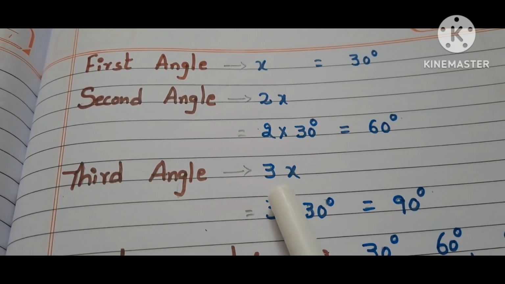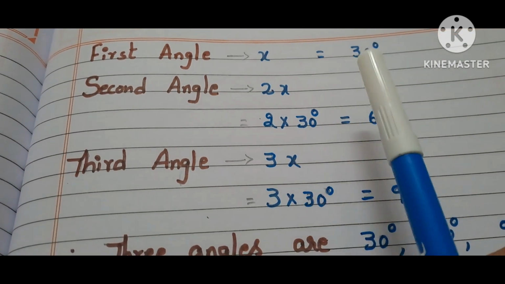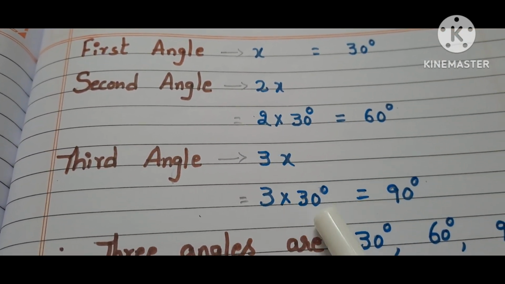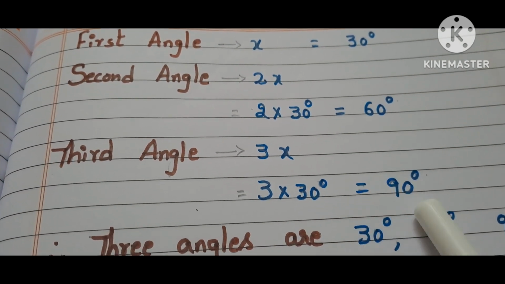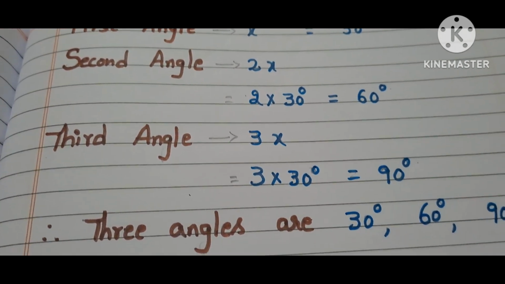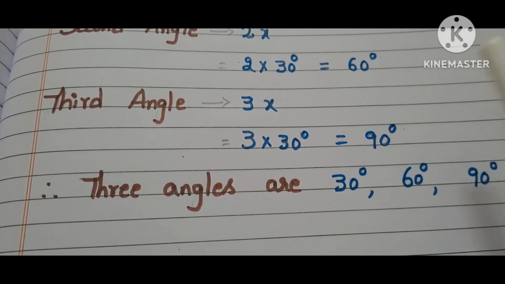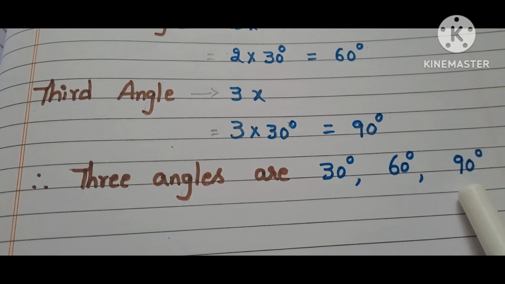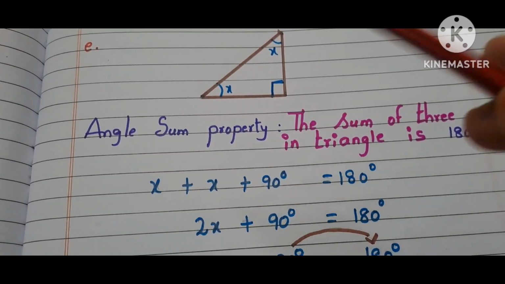Now the third angle is 3x. Substitute the value of x, 30, here. Now it becomes 3 times 30. 3 times 30 is 90 degrees. So the third angle is 90 degrees. Therefore, finally the angles are 30 degrees, 60 degrees and 90 degrees. Let us go to E bit.